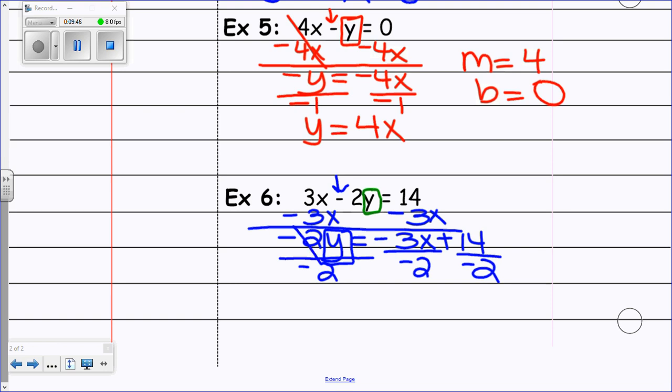So here, the negative 2's cancel. We have y is equal to, now negative 3 divided by a negative 2, simplify that, leave it as a fraction, 3/2 x. And now we have 14 divided by a negative 2, which is a negative 7. And so now our slope for this equation is positive 3/2. And our y-intercept is negative 7.